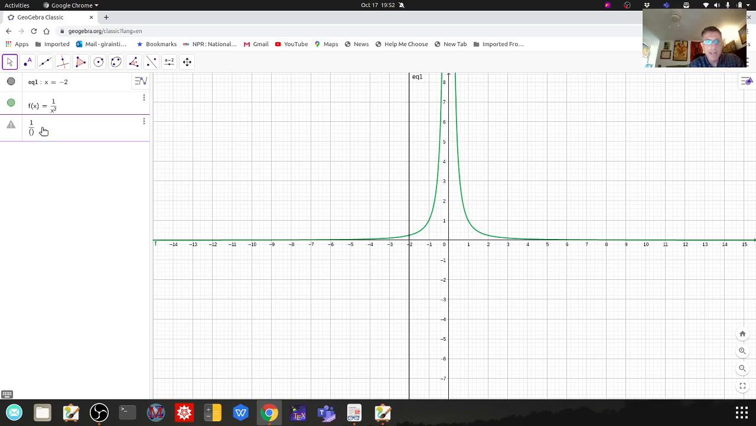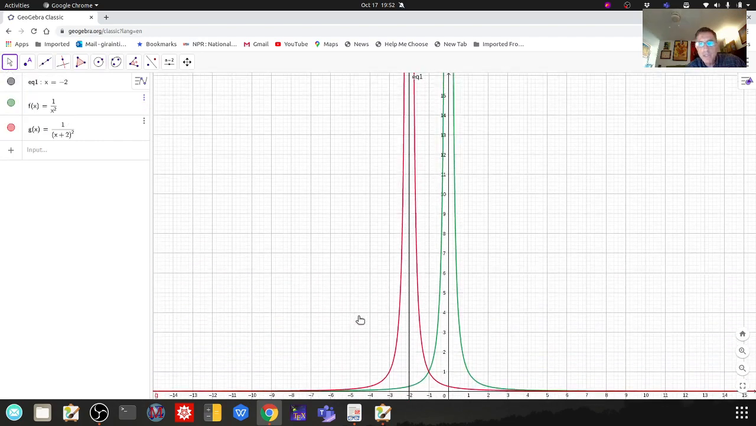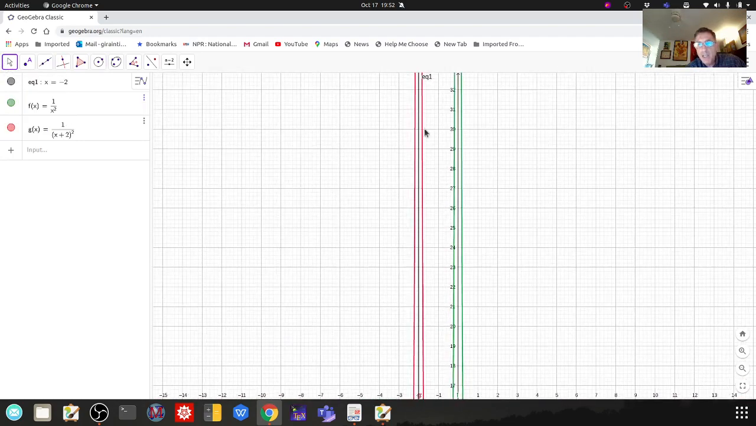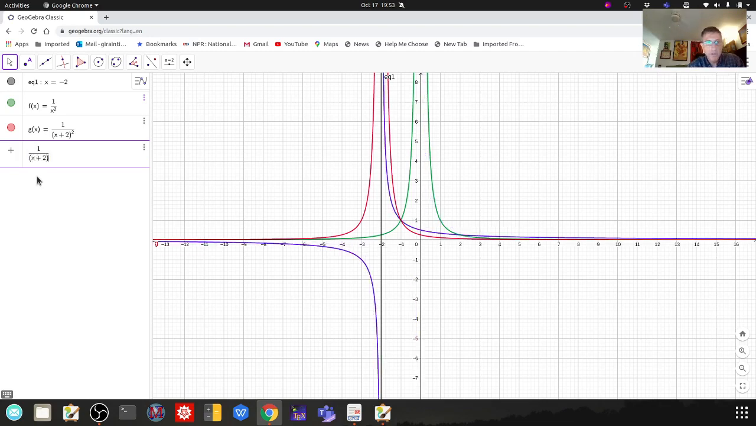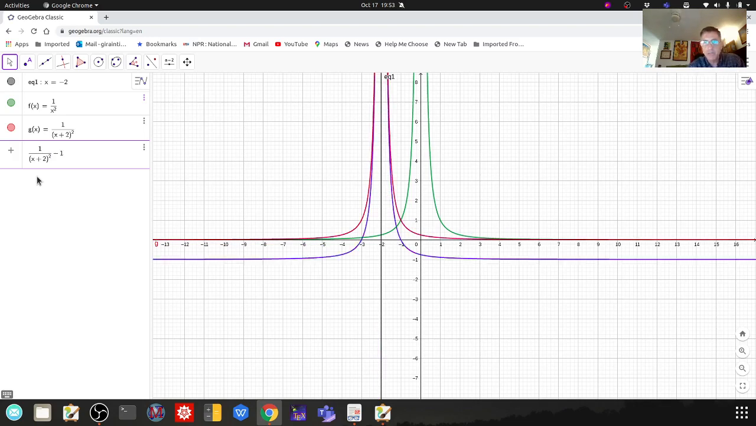1 divided by x plus 2 squared. Now we can see that by scooting it over, it's approaching our vertical asymptote at x equals minus 2. And the final thing we're going to do is 1 over x plus 2 squared, and we're going to subtract 1 from it. So all of this red right here is going to dip down just a little bit.